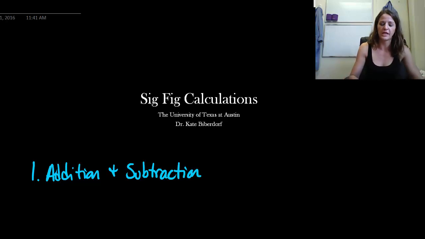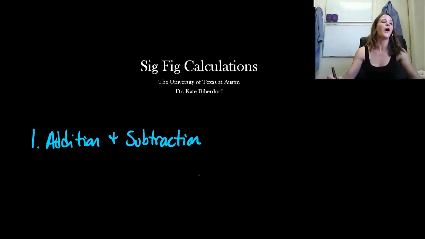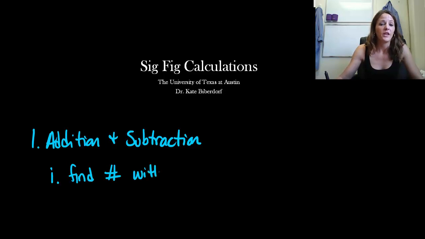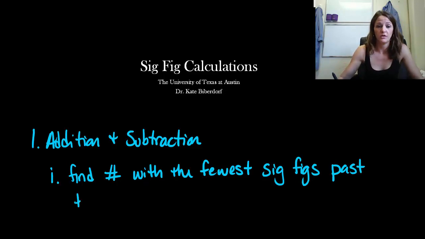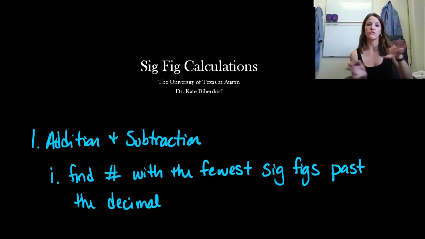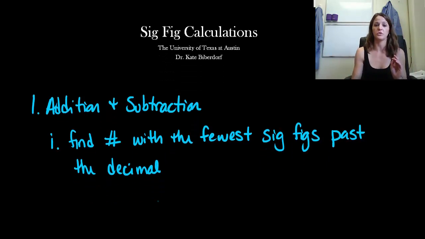So let's start off with the easiest one, which would be addition and subtraction. Addition and subtraction is very, very easy as long as you can add and subtract. The hardest part is you need to figure out the significant figures. Number one, you need to find the number with the fewest, the smallest, significant figures, but here's the important part, past the decimal. It's only past the decimal. That's all we care about. You could have a billion trillion digits in front of the decimal. It does not matter at all when it comes to addition and subtraction.